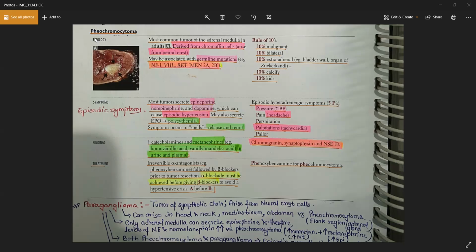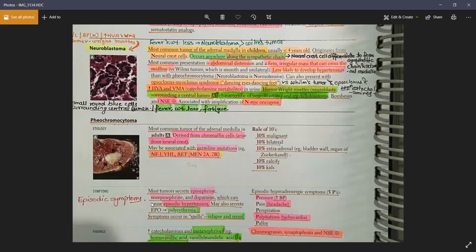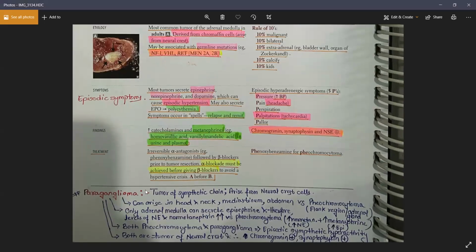Just like the pheochromocytoma and the neuroblastoma, you also have one tumor which is the paraganglioma. As the name suggests, it is para to the ganglions, which is around the ganglions. It is a tumor of the sympathetic chain, just like the neuroblastoma, but it is in adults, not in children. It can arise anywhere in the head, neck, mediastinum, or abdomen, versus the pheochromocytoma, which is in the adrenal glands only.